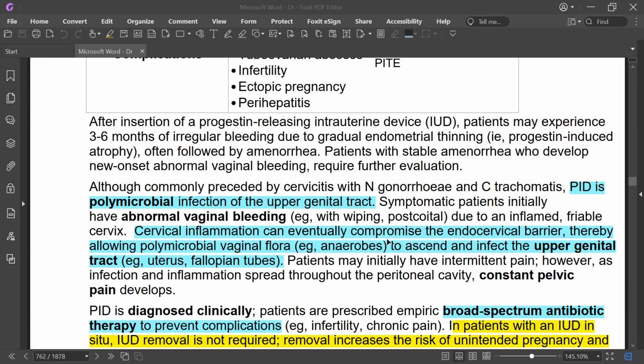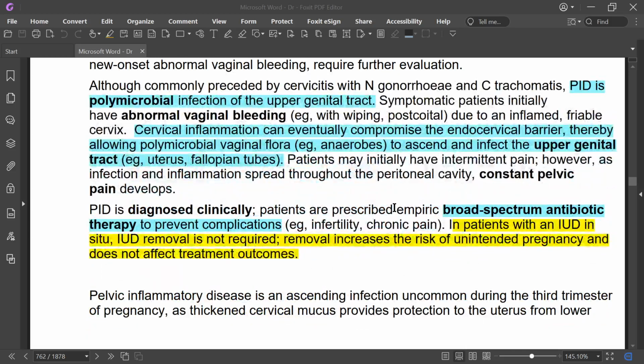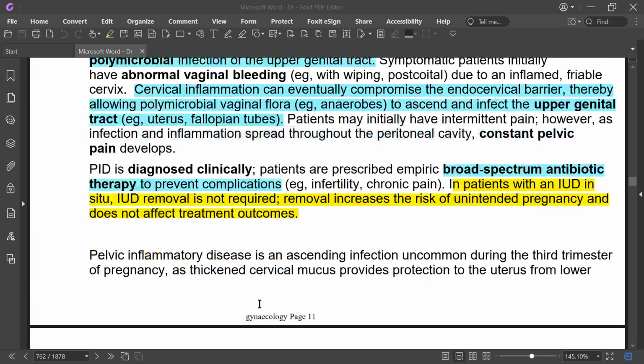There is constant pelvic pain, as the inflammation spreads throughout the peritoneal cavity. Infection and inflammation spreading through the peritoneal cavity usually cause constant pain. It is diagnosed clinically, and broad spectrum antibiotic therapy should be given to prevent complications. IUD removal is not a must because it can increase the risk of unintended pregnancy. It does not affect the treatment outcome.